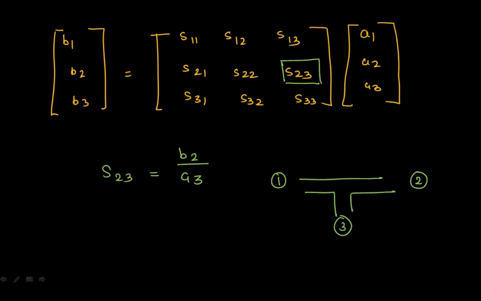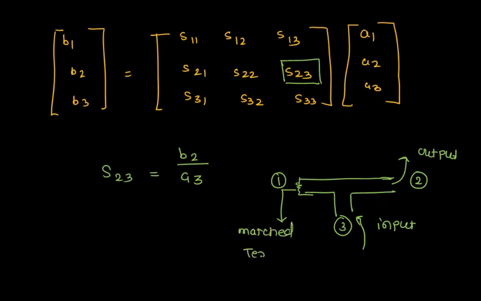The output is what you are checking at port number 2, so you are going to check the output at port number 2. You are giving input to port number 3. What about port number 1? At that time your port number 1 must be terminated with a matched termination. If you do it like this, whatever you get is nothing but S23. Similarly, if I am talking about S31, it is B3 by A1. Input will be at port 1, output at port 3, and at that time port 2 will be matched terminated. So this is the process.